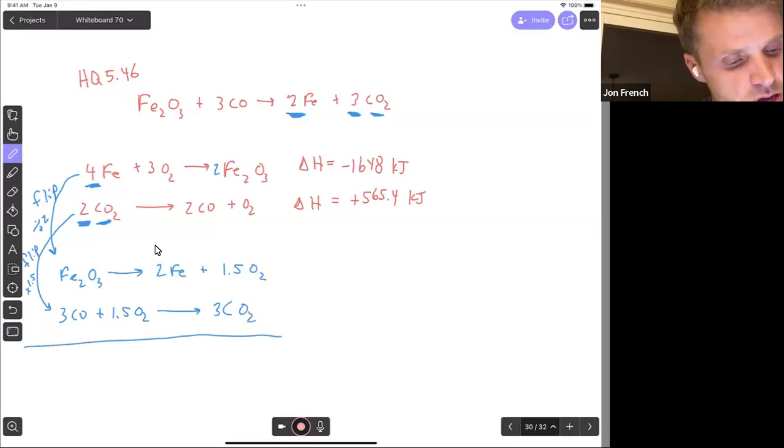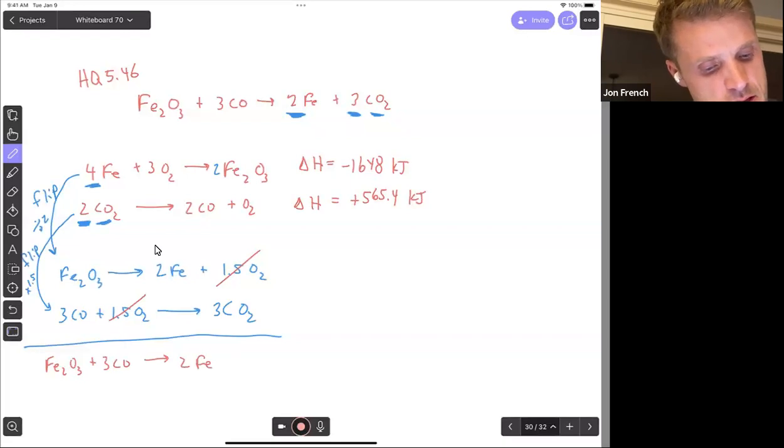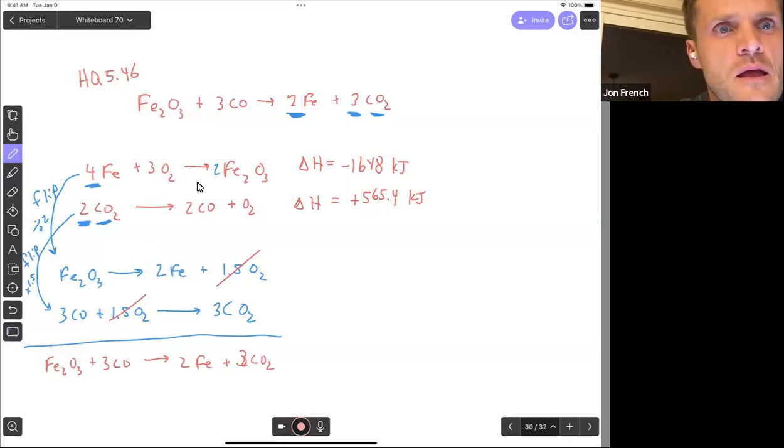So we can add those up and see that, all right, oxygen cancels out. I add these together. I get Fe2O3 plus 3 CO goes to 2 Fe and 3 CO2. It's just the settings of the question that they're set that way.